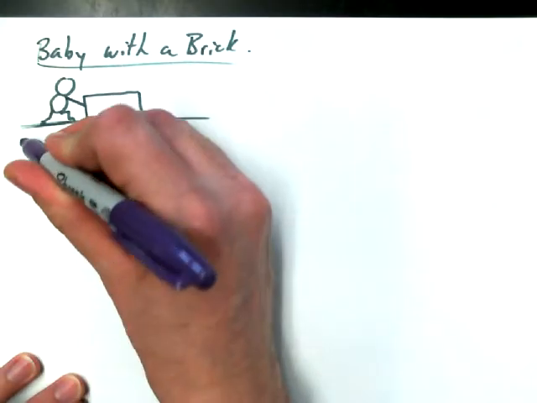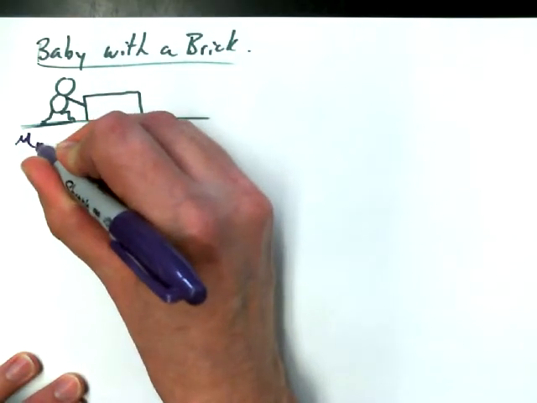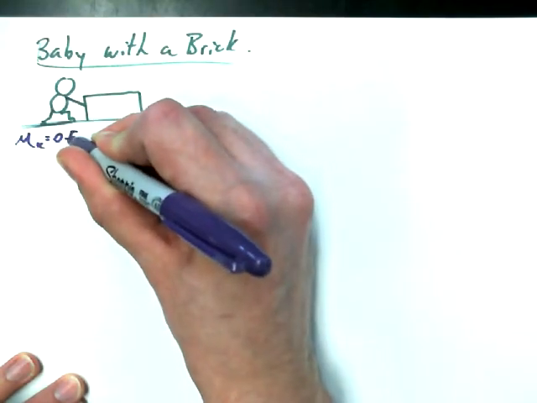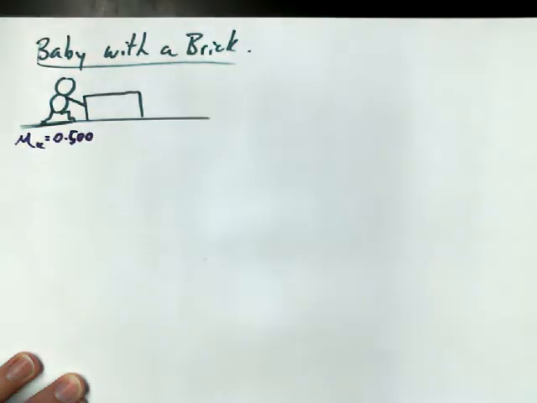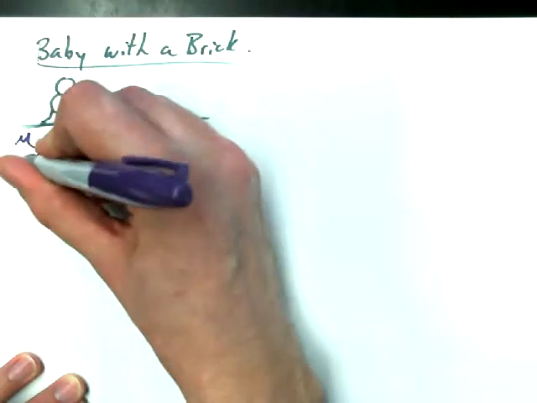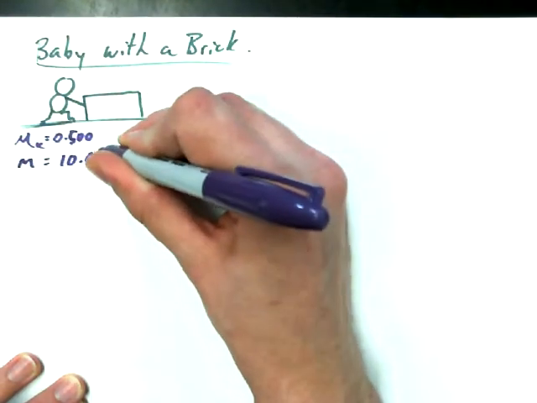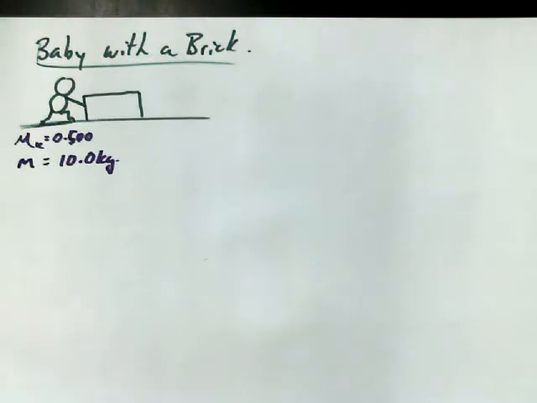Now I want to say something about the floor first of all. The coefficient of kinetic friction between the floor and the brick is 0.500. And the mass of the brick itself is 10.0 kilograms. This is my son, by the way, who will be as strong as his daddy. And you can see that this little boy is pushing a 10 kilogram brick across a frictional floor.